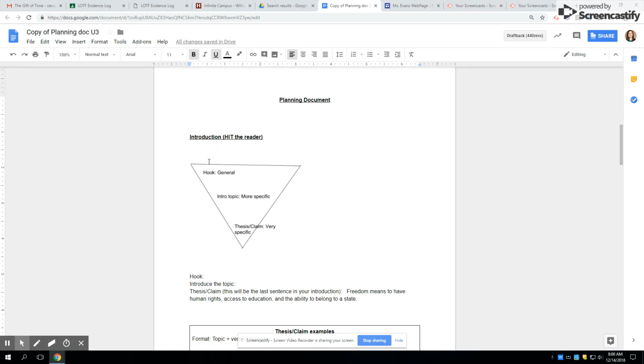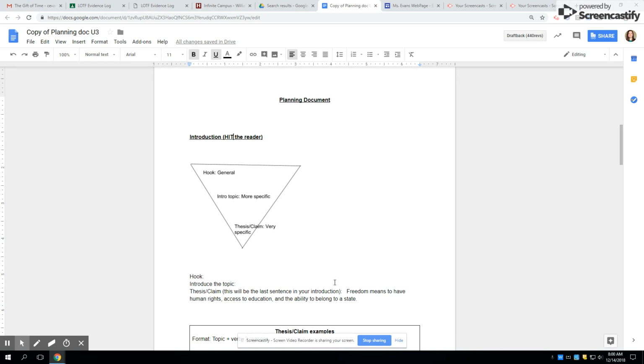The H stands for hook. You want to hook the reader into reading your essay or your performance task. The I stands for introducing the topic. You want to introduce the topic because the reader may or may not know a lot of information about the topic you're writing about. And then lastly, you want to put your thesis.